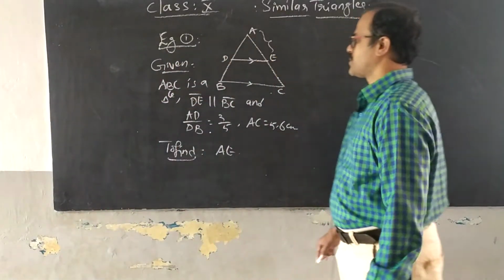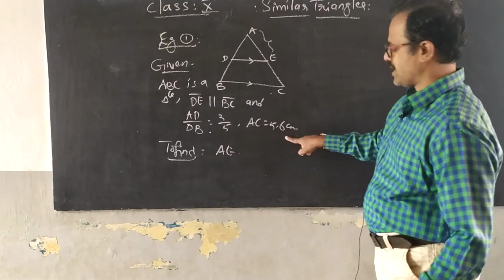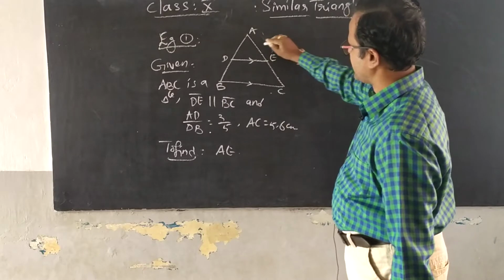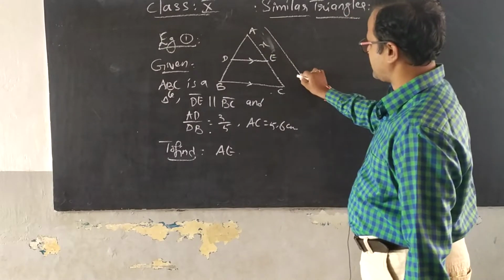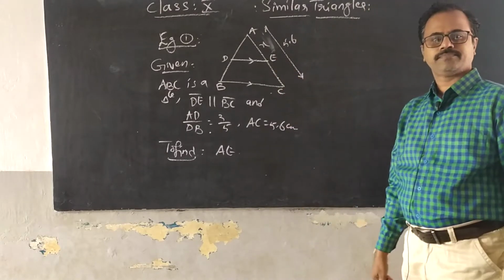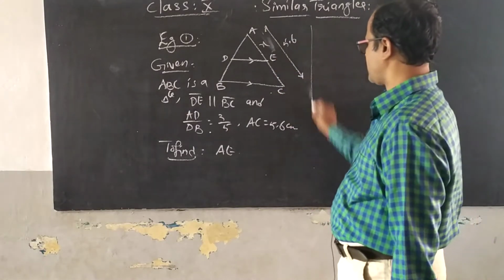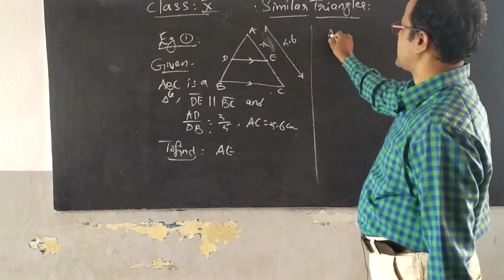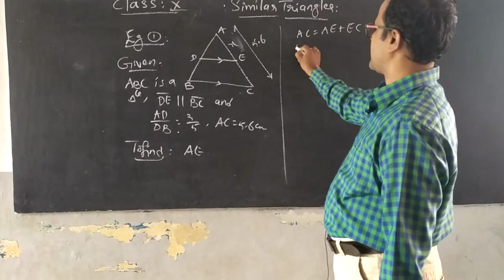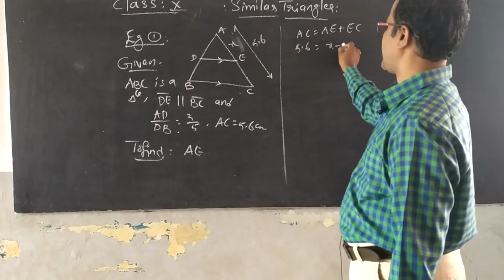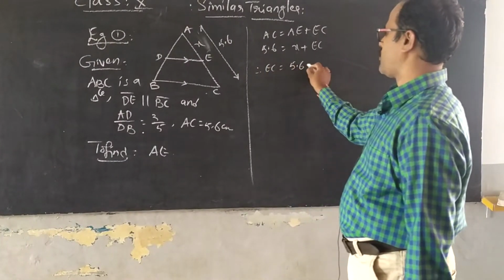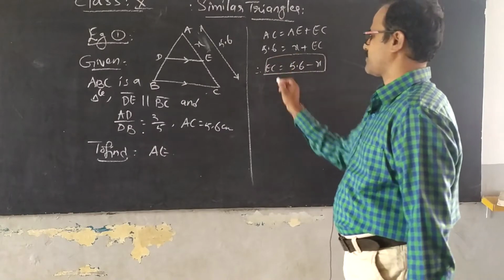Okay guys, observe carefully. AC is given as 5.6, isn't it? I want to take AE, so let it be X. If the total length is 5.6, what will be EC? As it is given that AC is equal to AE plus EC, with AC being 5.6 and AE being X, therefore EC is equal to 5.6 minus X.